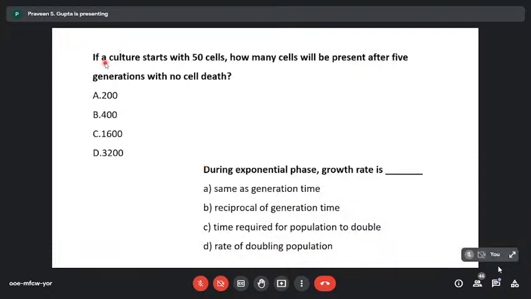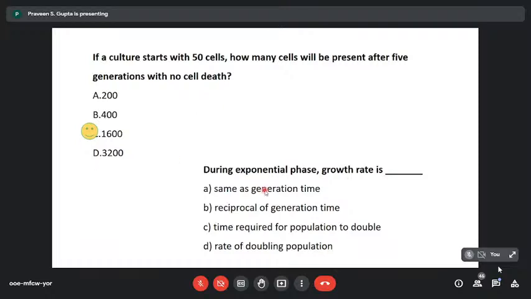This question you can also solve if it is asked in this way: if a culture starts with 50 cells, then how many cells will be present after 5 generations? So in the first generation, 50 becomes 100. In the next generation, 100 becomes 200. Third is 200 to 400. Fourth is 400 to 800. And fifth is 800 to 1600. So obviously the answer will be 1600.